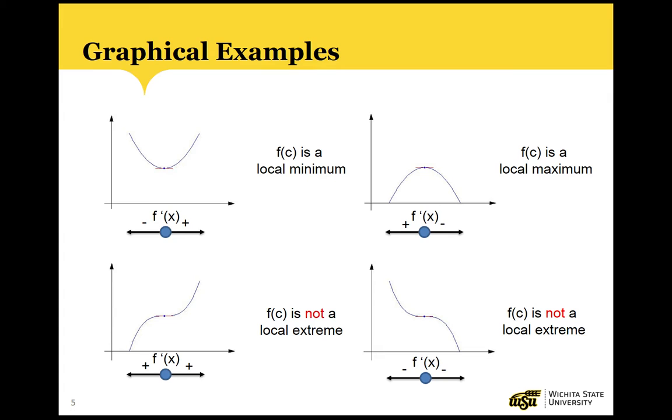Here are some graphical examples to illustrate our point. In the first example, on the upper left, we have the function switching from decreasing to increasing, and we see that f of c is a local minimum. In the upper right, we have that the function switches from increasing to decreasing, and we see that the function is a local maximum. In the bottom two examples, the function is either increasing the entire time or decreasing the entire time, and we see that there is no small neighborhood around the point where that is either the largest value or the smallest value, so f of c is not a local extreme.